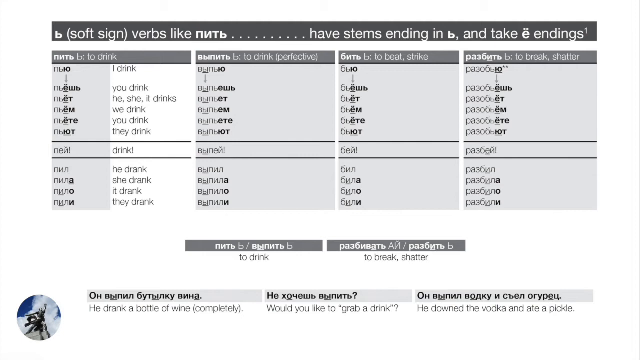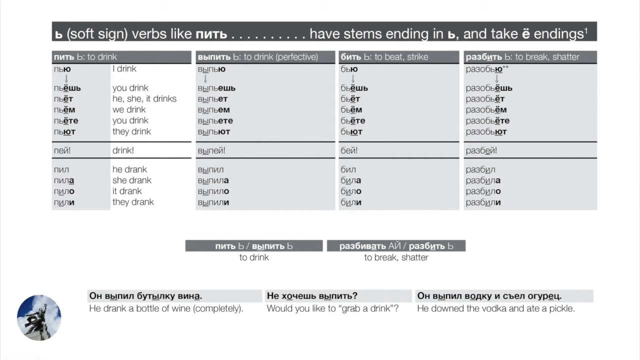Again, the вы, note how it's stressed throughout every single form of this perfective verb. Okay, so that means to drink completely. We could think of it as draining your glass or drinking something up completely as opposed to being in the process of drinking, right? That would be пить. Okay, бить means, again, to beat or strike. We supply the soft sign, add the yo endings, and we get бью, бьешь, бьет, бьем, бьете, бьют. Past tense, бил, била, било, били.